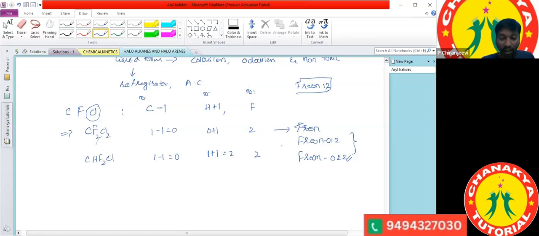Some of the perfumes also contain chlorofluorocarbons. So this is about haloalkanes and haloarenes. The remaining part we will continue in the next class. Tomorrow I'm going to start the new chapter.